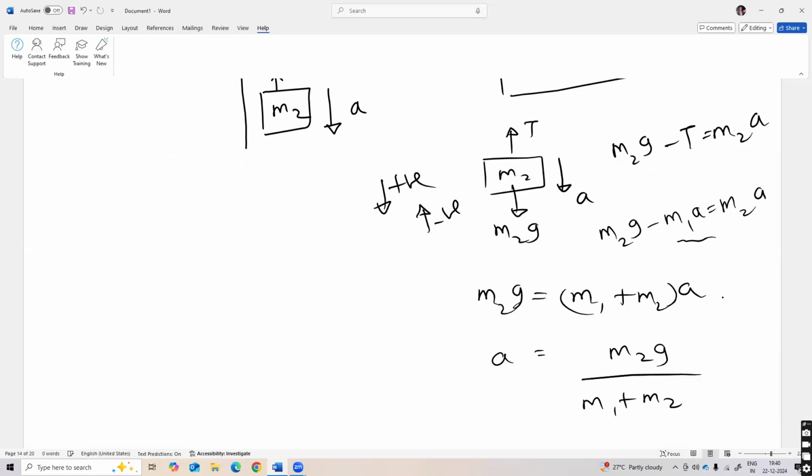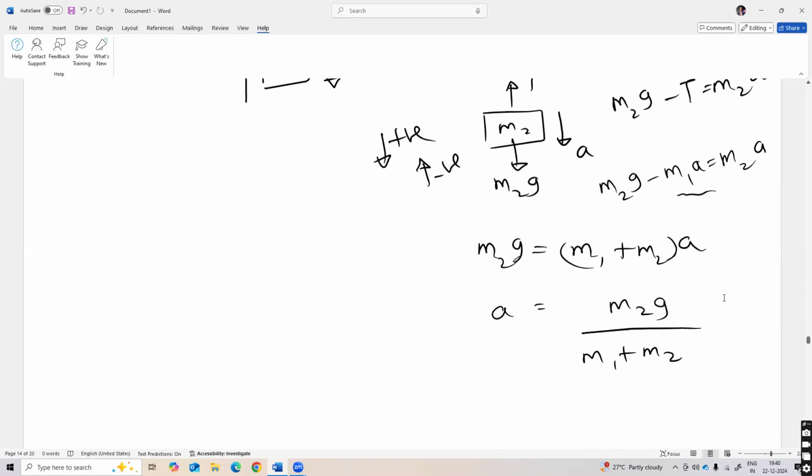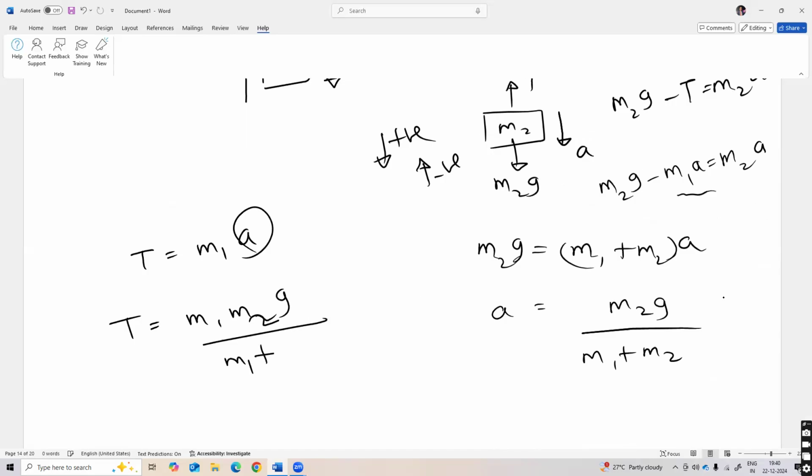From the first equation we got tension is equal to m1a. So if we put the acceleration here, we get tension is equal to m1 m2g divided by m1 plus m2. This is the tension.